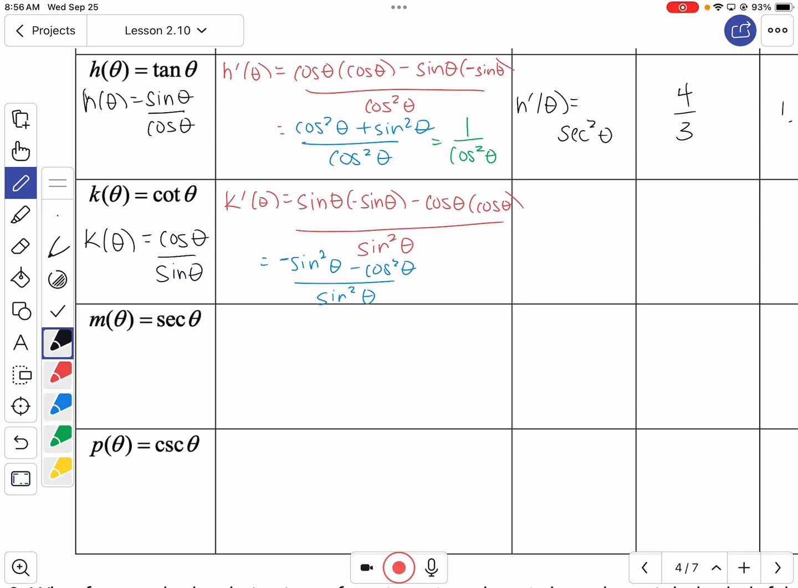All right. My trig identity, could I factor out a -1 in that numerator? Yep. If I do that, that leaves me with sine squared plus cosine squared, which we know is 1, over sine squared, which would give me -1 over sine squared. So what's k prime going to be? Negative secant squared. I mean, negative cosecant squared, sorry.